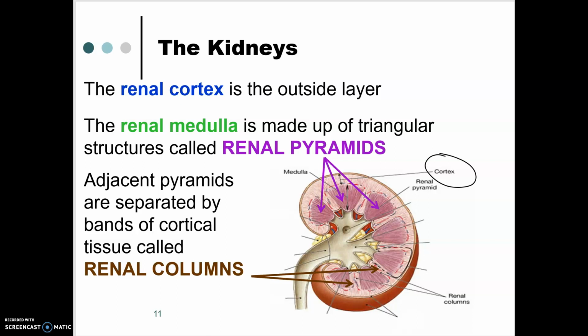In between each pyramid, you can see there's a layer. It looks like cortex, but it's actually still part of the medulla, and we call those the renal columns. So this area right here is going to be a renal pyramid, and then that area in between the pyramids, we call those the renal columns. So this is just talking about some internal anatomy of the kidney, just going over a little bit of the structure.